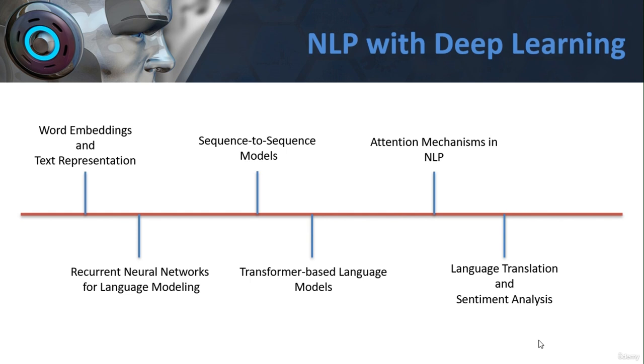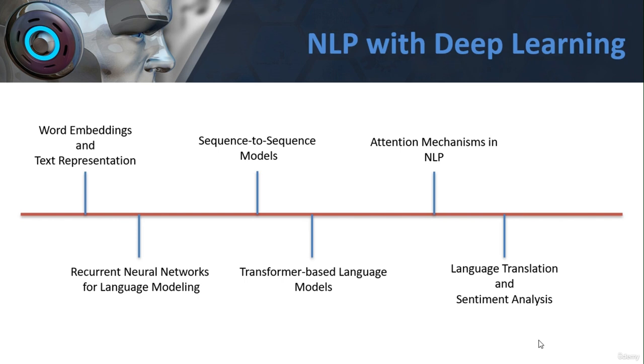Second, we have recurrent neural networks for language modeling. Recurrent neural networks (RNN) have revolutionized language modeling. We explain how RNNs can generate text and perform tasks like sentiment analysis and named entity recognition. We also delve into the challenges of long-term dependencies and explore advanced models like gated recurrent units, GRUs, and LSTMs.